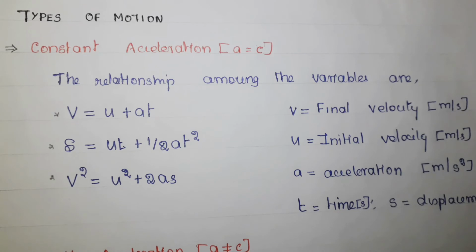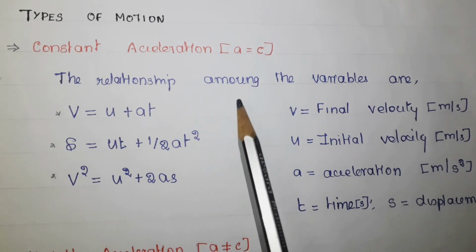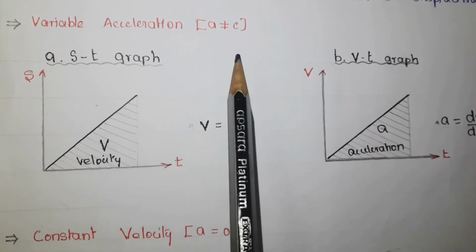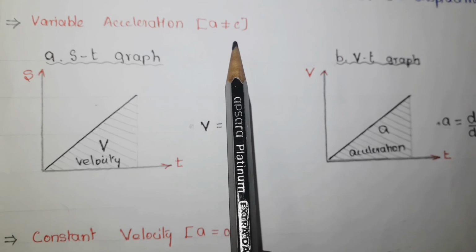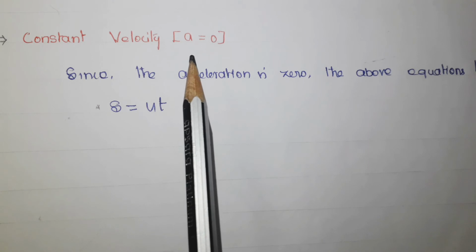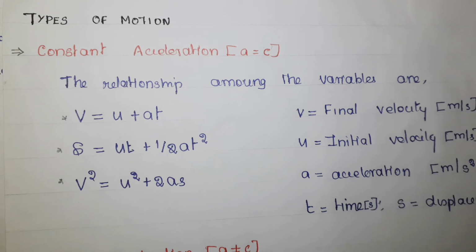Once we are thorough with the basic parameters of motion, that is displacement, velocity and acceleration, the next one is the types of motion. There are three types of motion we normally consider. The first one is constant acceleration, where the acceleration remains constant throughout the motion. The next one is variable acceleration, in which the value of a is not constant through the motion. The final one is constant velocity, where the acceleration remains zero throughout the motion. So the movement of the object is classified into three types.